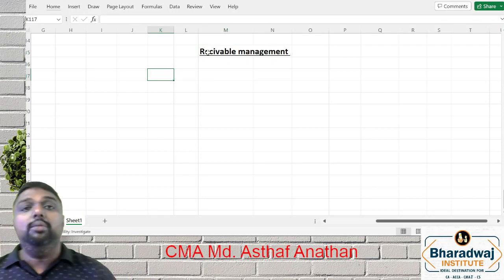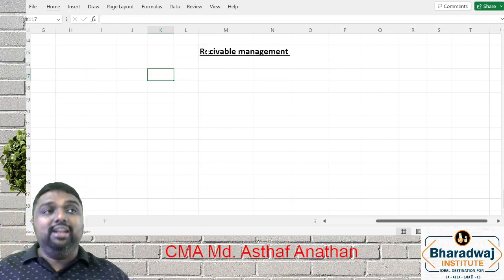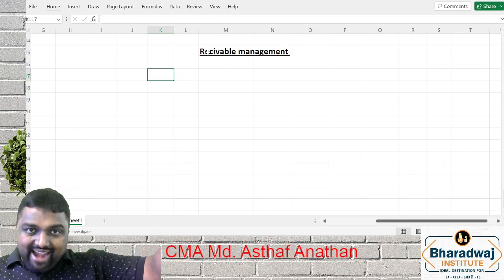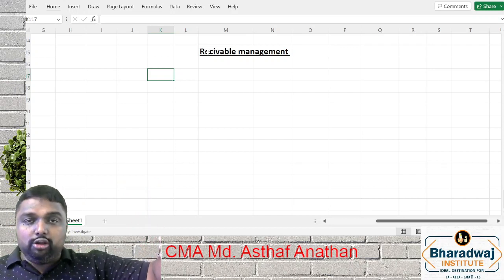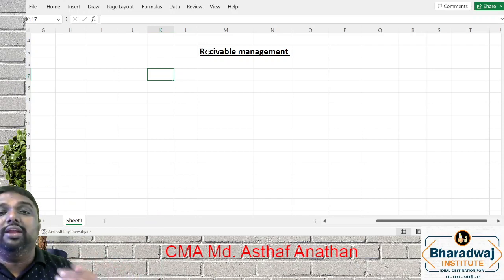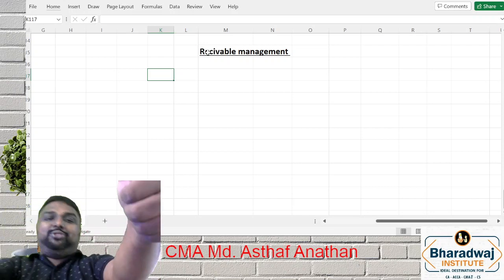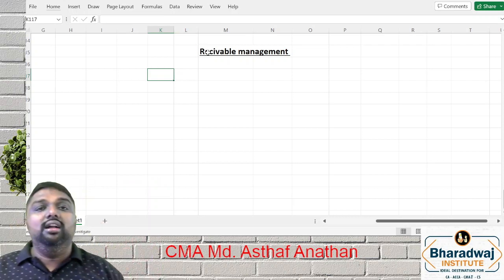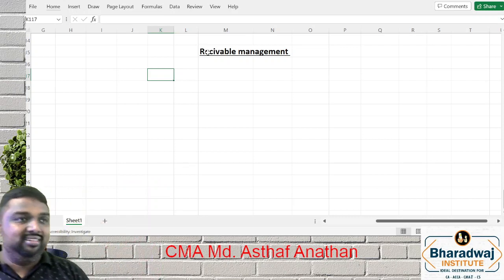See, in receivable management, you can do two things. One is your statement route. Sales, less cost of goods sold, bad debt, admin expenses, opportunity cost. You will get what? Net benefit. Whichever option has the higher net benefit, that is the best option. Yes or no? Another method is called the incremental method.